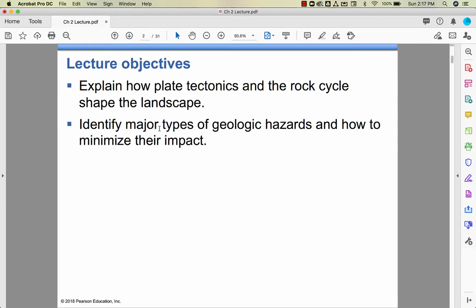This slide was full of objectives, but this is all we're going to talk about. Most of it's plate tectonics, not so much the rock cycle, although we do have to talk about parts of it. And then we're going to look at how geologic hazards happen, and then how we can make them less of a thing.